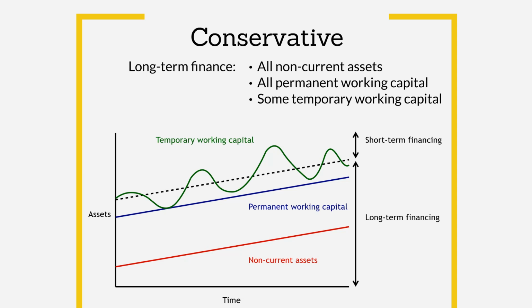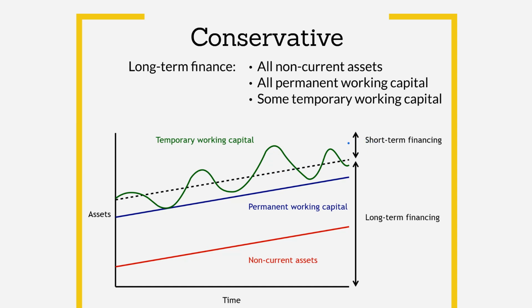So what you can see is that if we look at this axis here, we can see that our long-term financing will cover our permanent working capital, non-current assets, and some of our temporary working capital represented by this dotted line. So this is the sum part of our long-term finance. Then the remainder of the temporary working capital, so the working capital that you could say goes above this line, is covered by short-term financing.